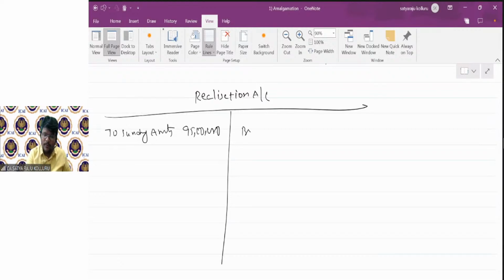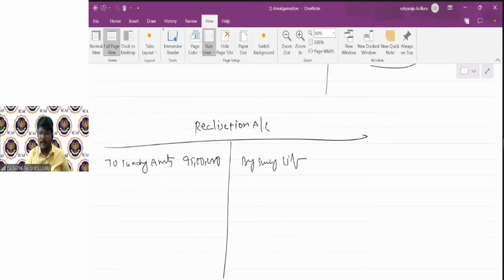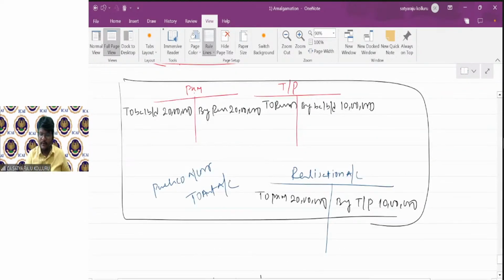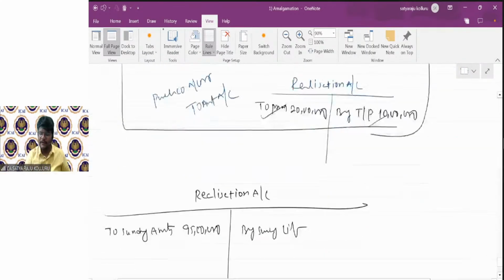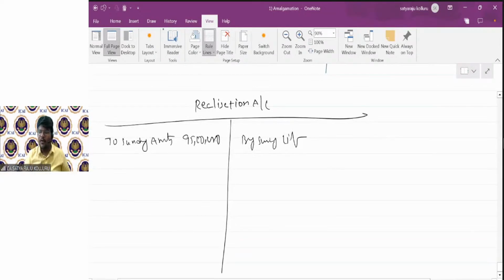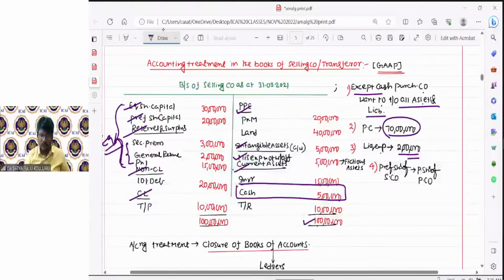Similarly, here I'll put by sundry liabilities. Same as realization under assets, we need to record under the debit side. Liabilities, we need to record under the credit side. I told you the background reason. So I'm doing all the liabilities now. Can you please let me know the total amount? 20 lakhs plus 10 lakhs. How much, guys? 30 lakhs.